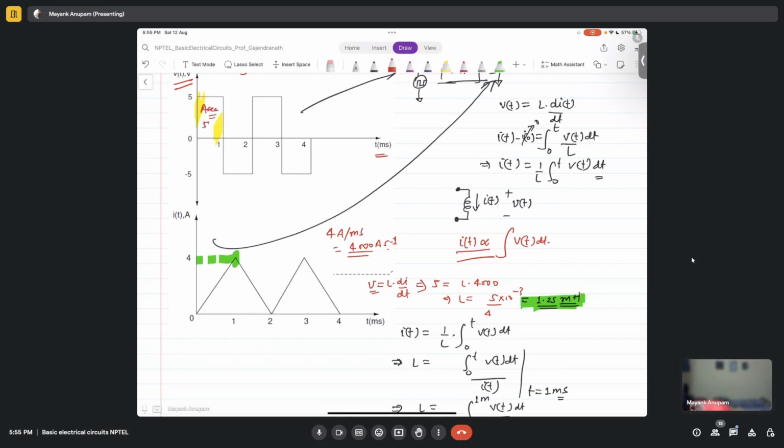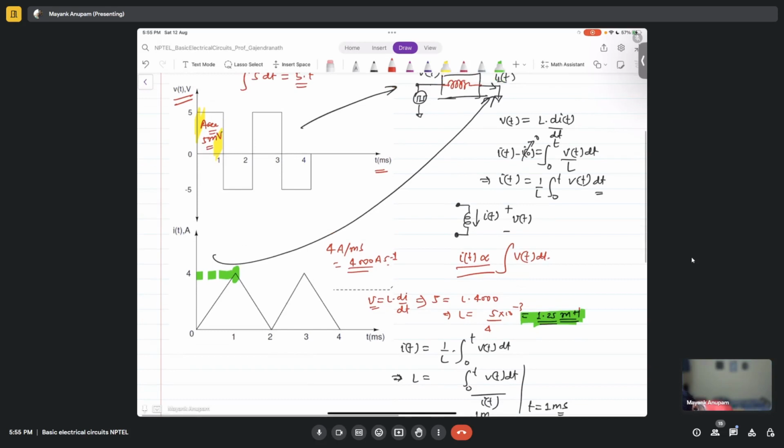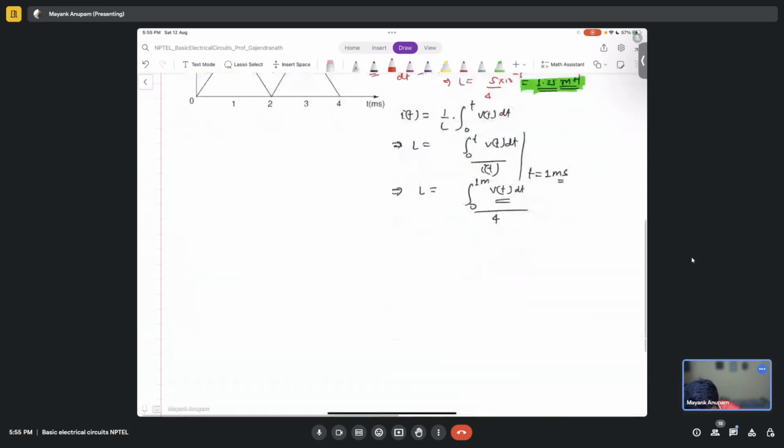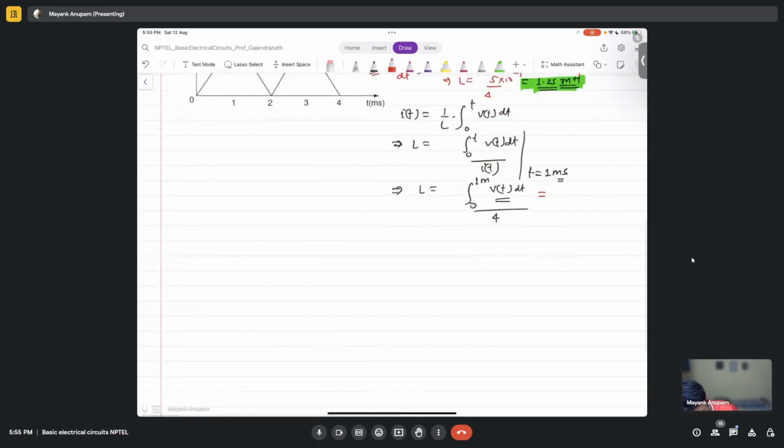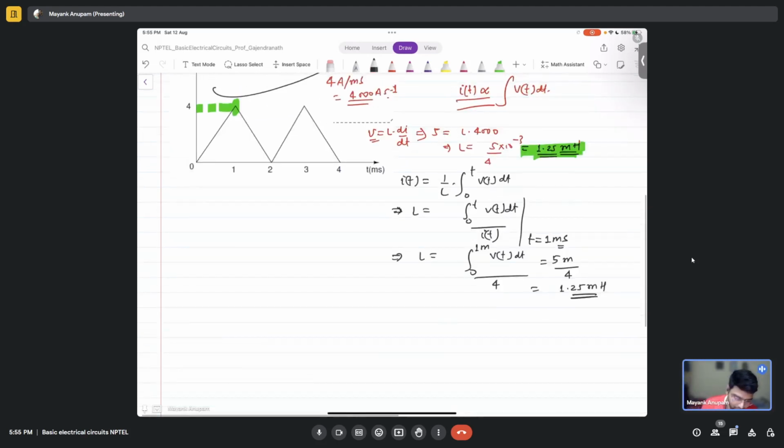5, how much? Milli, right? Volt seconds, sir. Volt into seconds, yes. That's what it is. 5 millivolt seconds. So it will be 5 millivolt seconds divided by 4 amperes, right? Yes, sir. So 5 milli by 4 is 1.25 milliHenry, right? Okay, sir. You are getting the same answer, correct?